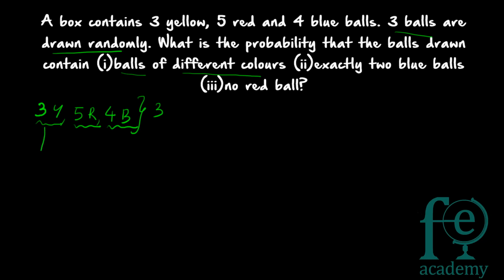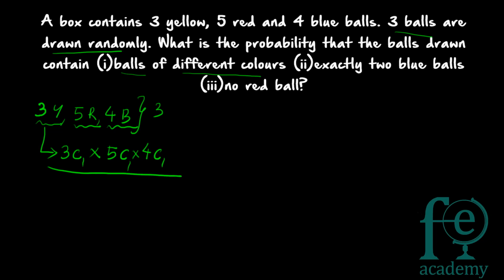So how you can select one ball from the 3 yellow balls? It can be done in 3C1 ways. 3C1 ways you can select one ball from 3 yellow balls. Then you have to select one ball from 5 red balls. It can be done in 5C1 ways. Similarly, you have to select one ball from the 4 blue balls. So it can be done again in 4C1 ways.